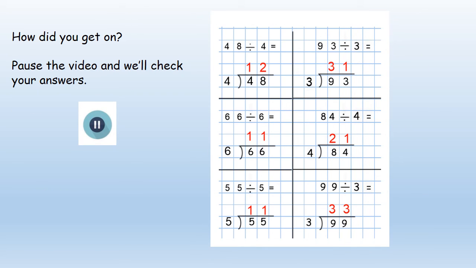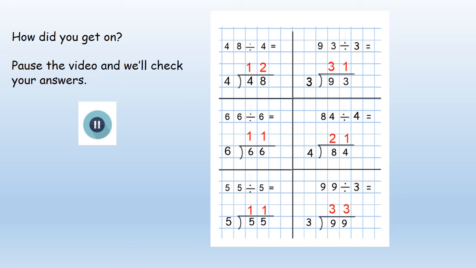How did you get on? Pause the video again and we'll check your answers. The first one, 48 divided by 4, and the answer to that one was 12. Then, if you go across the page to the next one, 93 divided by 3 equals 31.